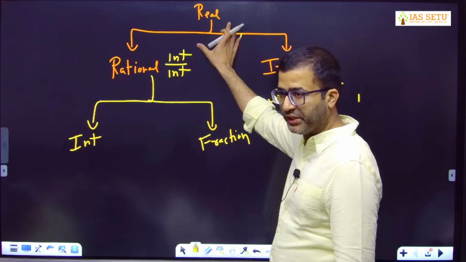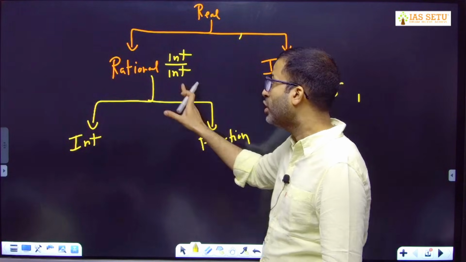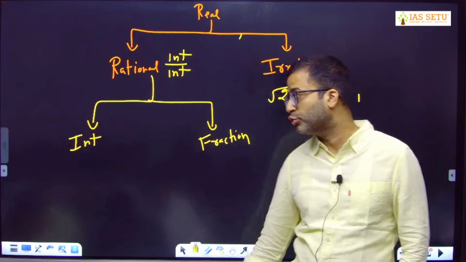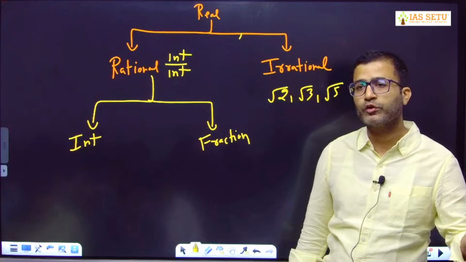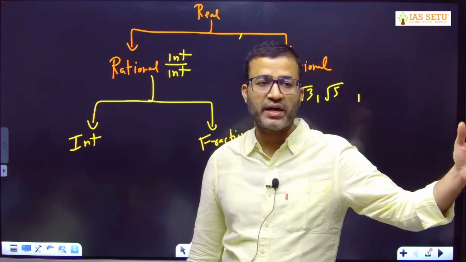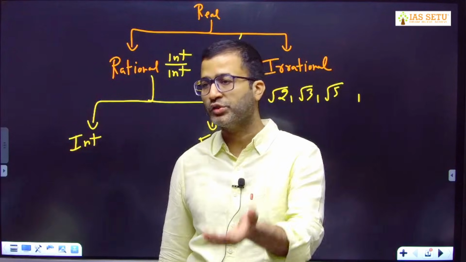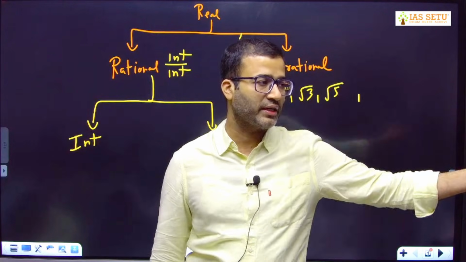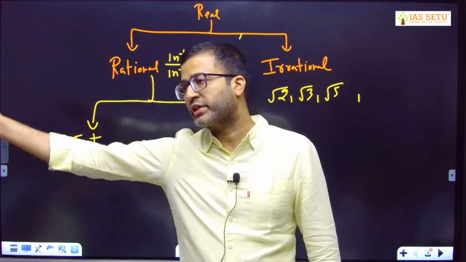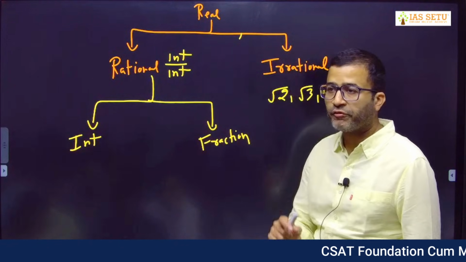I repeat, real numbers we divide in two parts, rational and irrational. That is clear. Rational numbers we further divide in two parts, integers and fractions. Integers, I think all of you know: 1, 2, 3, 0, -1, -2, -3. It is a set of integers with negative integers, positive integers, and 0. So -1, -2, -3 and so on, 0, 1, 2, 3 and so on. These are integers.